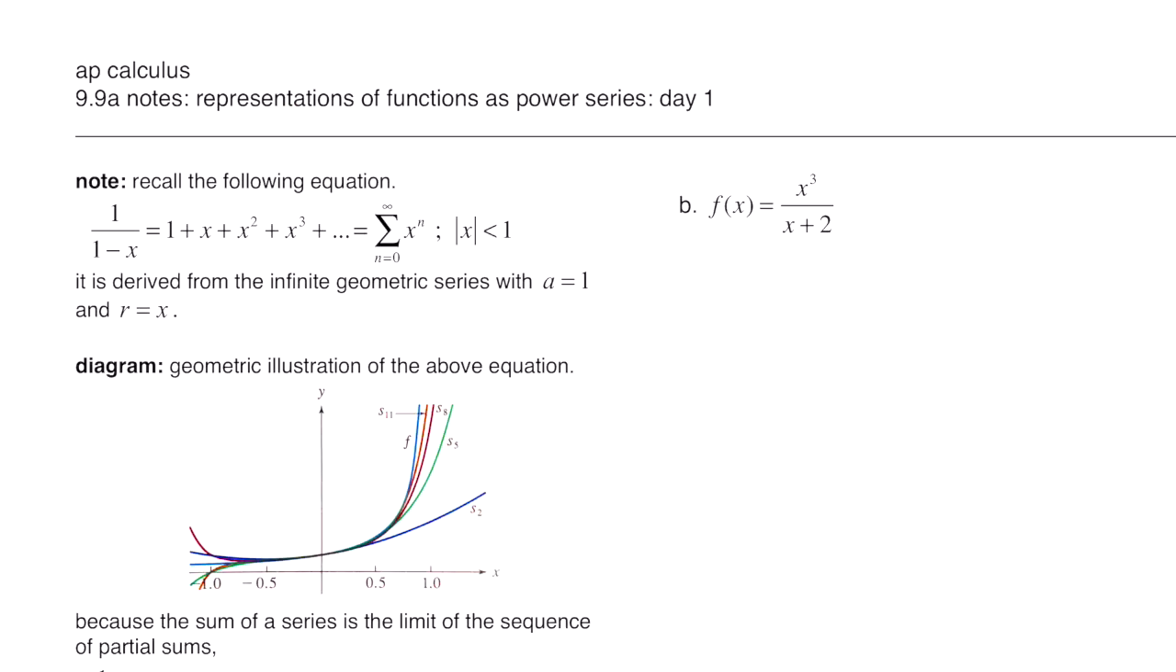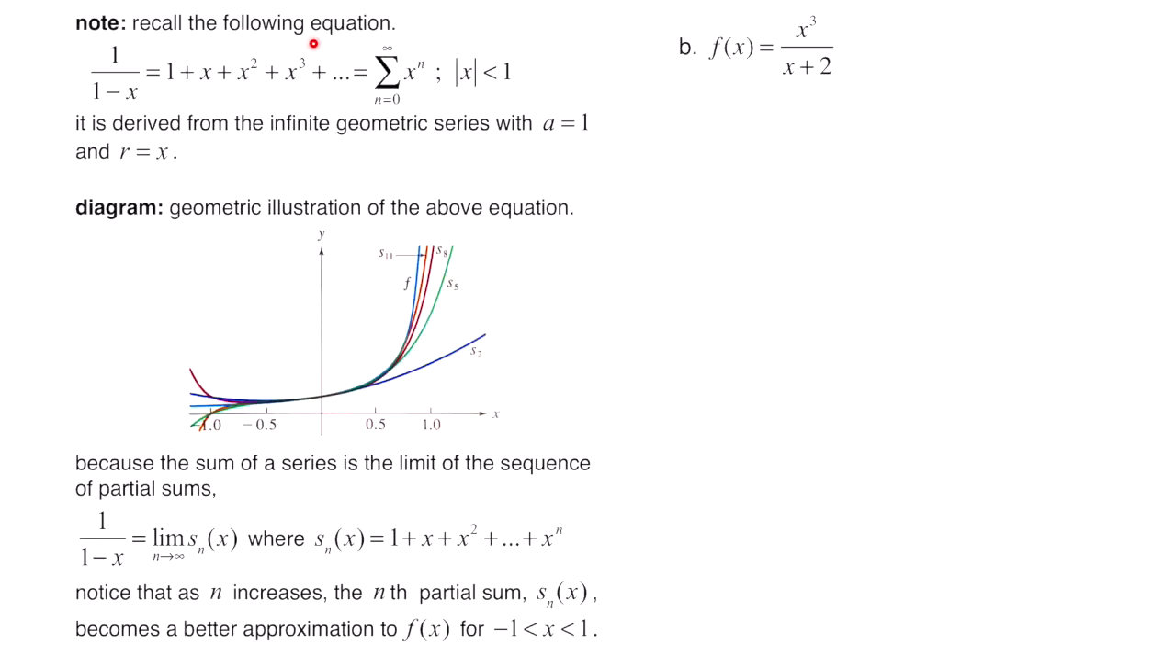In this lesson, we're going to talk about representations of functions as power series. So first it says recall the following equation. We have this equation where 1 over 1 minus x equals 1 plus x plus x squared plus x cubed, and so on. And this whole thing equals the sum from n equals 0 to infinity of x to the n, where the absolute value of x is less than 1.